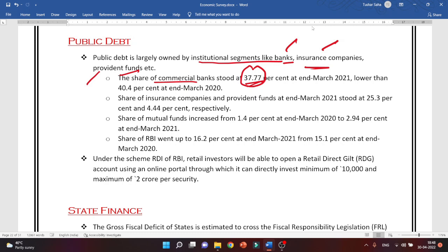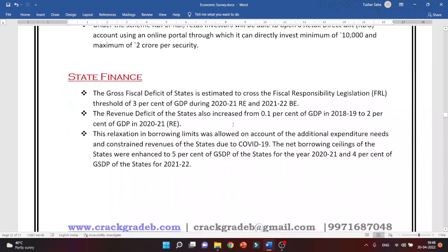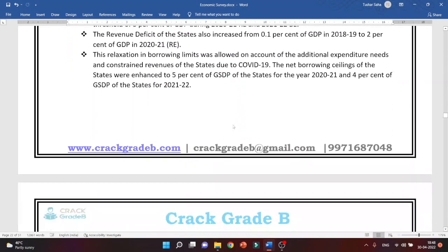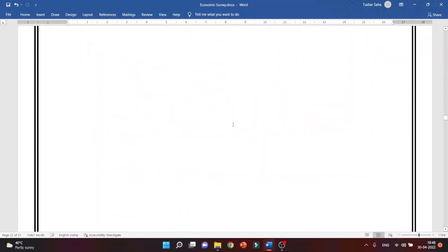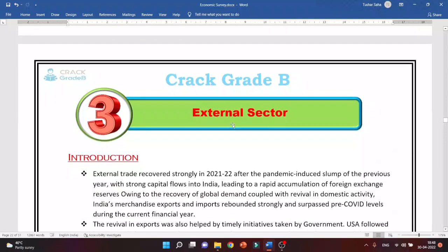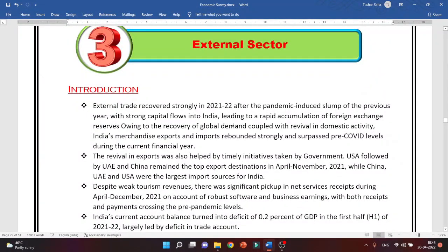Then you will have to apply the elimination method, and then probably many of you can answer that yes, commercial bank is the right answer. But if you have gone through it, then it would have been an easy guess, right? So let's now move to the state finance. Let's not get into the state finance, just go through it. You will understand. Then comes the external sector.